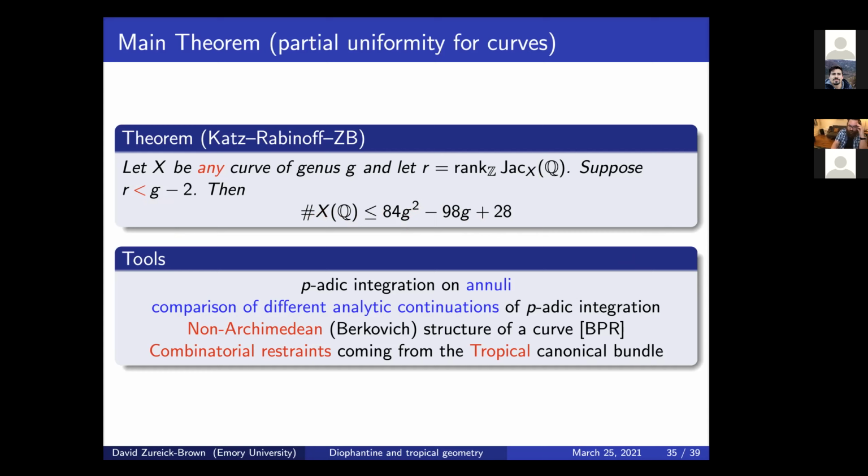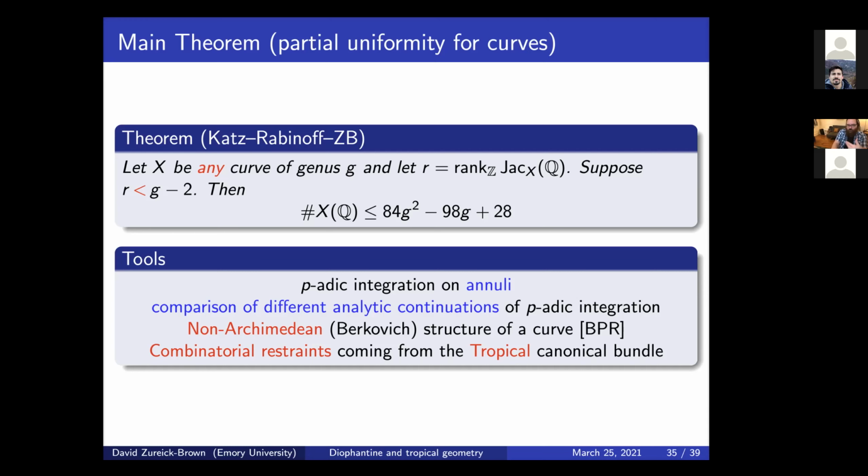So these tools we use, as I said before, some p-adic techniques, and then some ideas coming from tropical geometry and combinatorics. I'll just say for Dave, the question you asked me before, when I say combinatorial restraints coming from the tropical canonical bundle, in terms of chip firing, that's kind of like saying how many times you have to fire before you get out of debt. So you need some other tool to give you a bound on that.